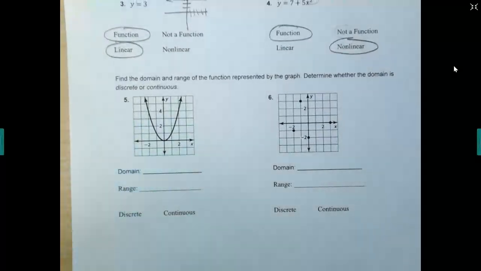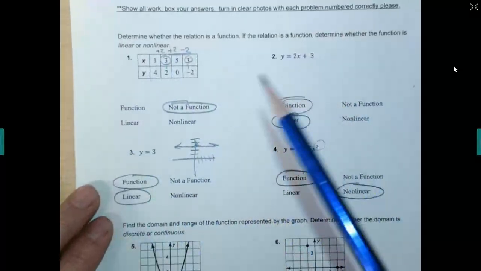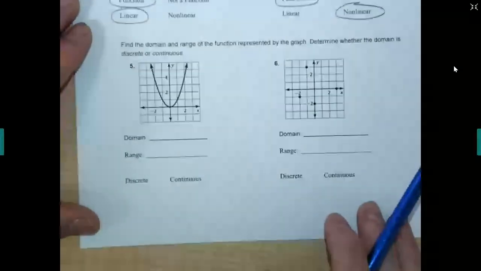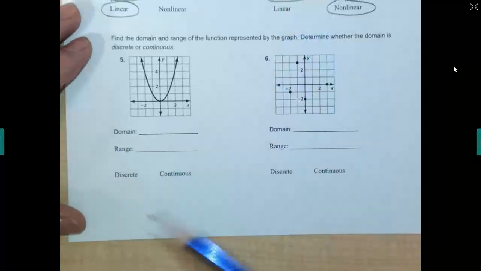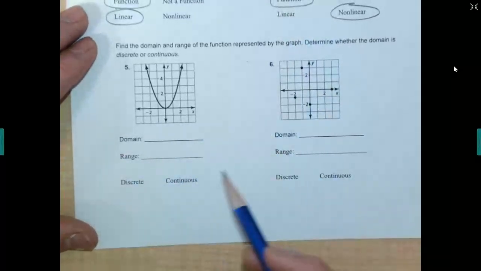Carrying on. Remember, pause this whenever you need to do your corrections. You don't need to do every single one. If you got it correct and you're showing your work, then you don't need to redo it. But definitely if you got it wrong, redo it. And if you didn't show your work, make sure you show your work.